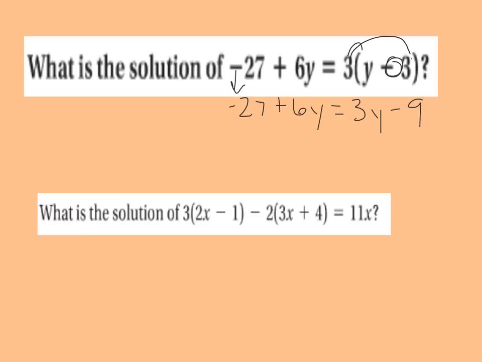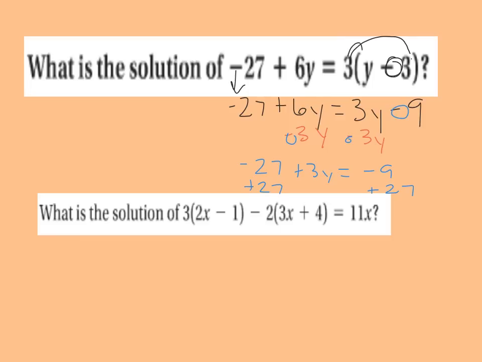Now I'm going to move all my variables to one side of the equation. So I'm going to move over my 3y. And it's a positive 3y, so the opposite of positive would be a negative, so that's why I'm subtracting here. So on the left-hand side, I have negative 27 plus 3y is equal to a negative 9. Again, that subtraction has to stay there. And now I will move over the numbers. So I'm going to add 27 on both sides of my equation.